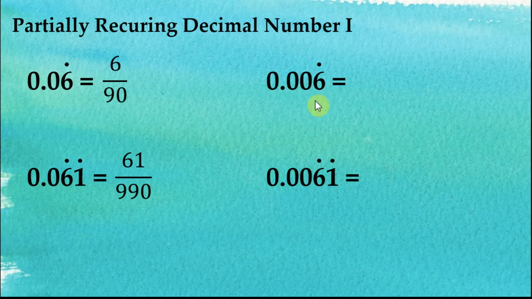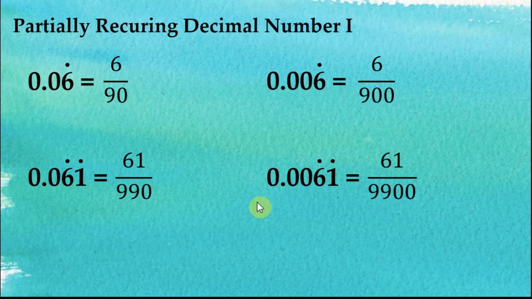So for this case, we have only one digit recurring, and two 0s in front of these recurring digits, and therefore we take this number 6 and then divide it by 900. One digit recurring, one 9, and then we have two 0s here, then we have two 0s in the denominators. So for this case, we have two digits recurring, and two 0s in front of the recurring digits, and therefore this is equal to 61 divided by 9,900. Two recurring digits, so we have two 9s here, and then two 0s in front of the recurring digits, and we have two 0s here.